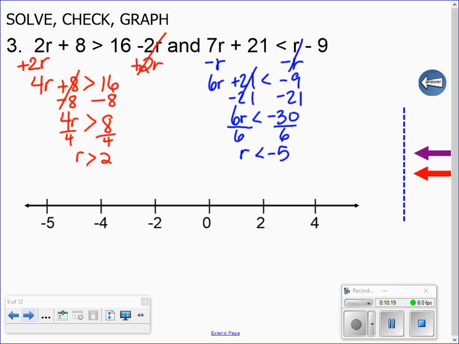So we know that r is greater than 2, but less than negative 5. So when we graph the solutions here, what we're going to see is that there will be no intersection. So we won't have numbers that are both greater than 2 and less than negative 5, because it has to be in their intersection. Because they don't intersect, we would call this the empty set.